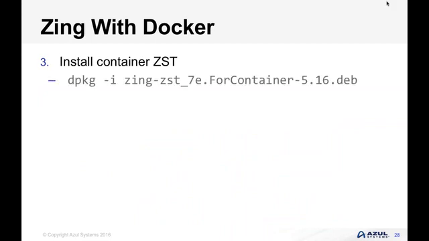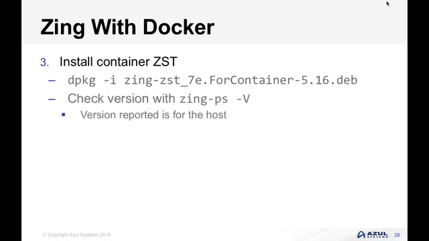So we simply use dpkg, and we use the version of the Zing system tools which is specifically for the container. So it's got "for container" in the name of it, and that will install the necessary parts for the container that will interact with the Zing system tools on the host operating system. Check the version using zing-ps -v. That will report the version of the host. This is useful because it will enable you to check that you have got the right version running on the host as well as on the container.